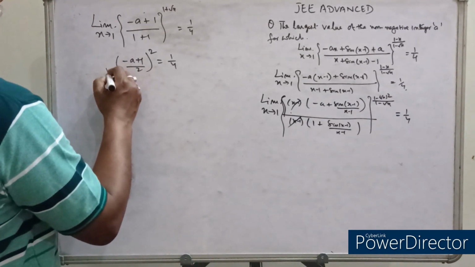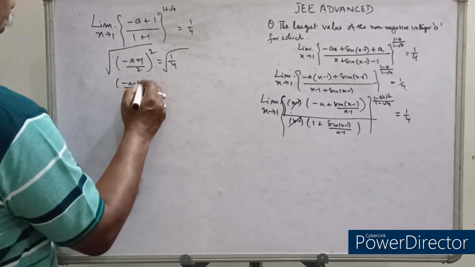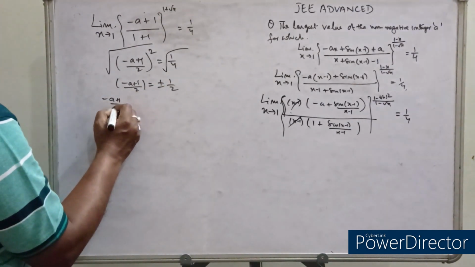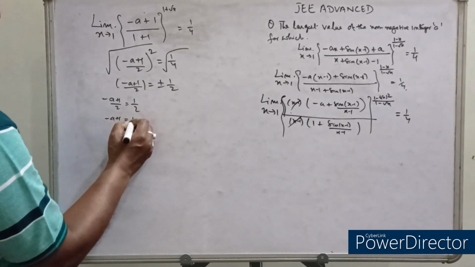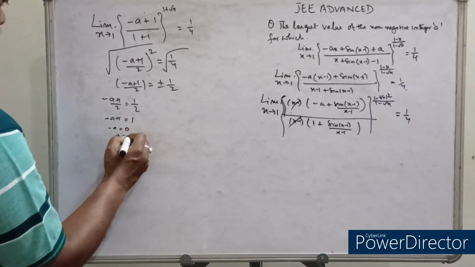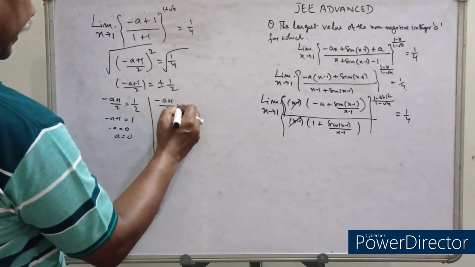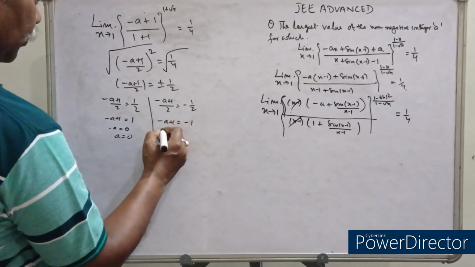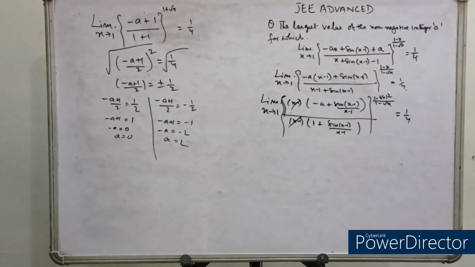If you take the square root on both sides, (-a + 1)/2 will be plus or minus 1/2. For (-a + 1)/2 equal to 1/2, we get -a + 1 = 1, so -a is 0 and a is 0. Another possible value is (-a + 1)/2 equal to -1/2, so -a + 1 = -1, -a = -2, and a will be 2. So these are the two possible values of a.